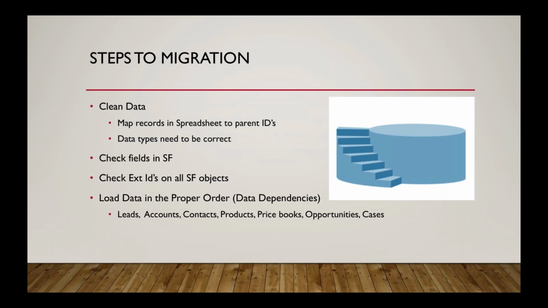Also, you want to make sure you load your data in a proper order. Any type of data dependency, you have to load the parent records first. For instance, you can't load a contact and associate to an account that doesn't exist. So you have to load accounts first and then your contacts. Otherwise, you end up doing multiple iterations of your data loading just trying to get your parent linkups to match correctly.